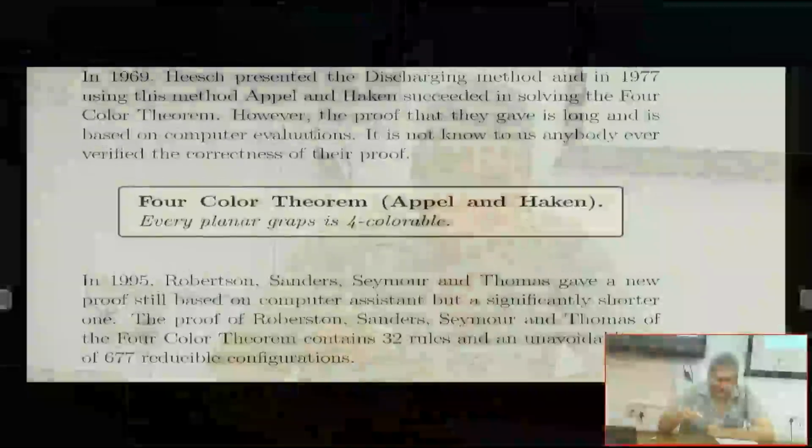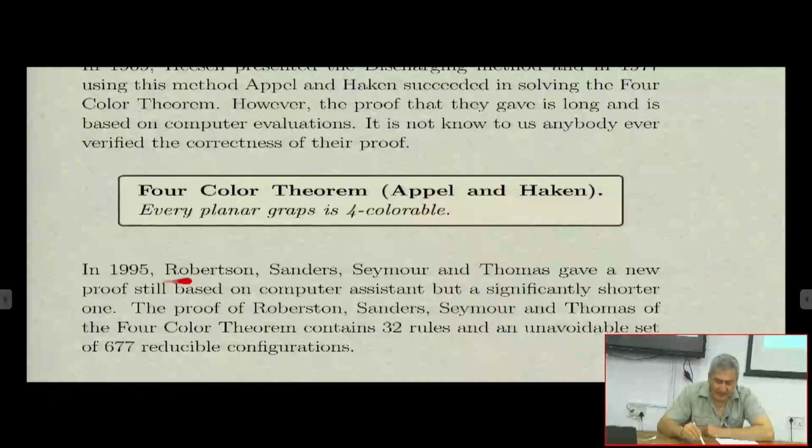But in 1995, Neil Robertson, Daniel Sanders, Paul Seymour, do you know the name Paul Seymour? And Robin Thomas gave a new proof, which had little over, I think, around 600 configurations.